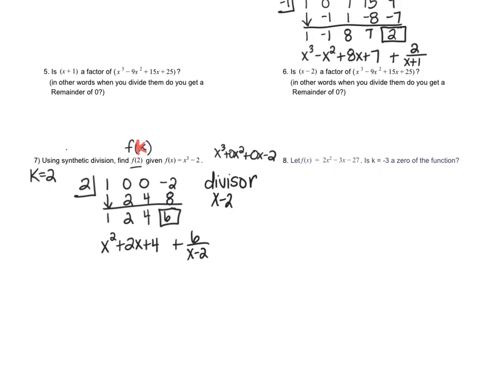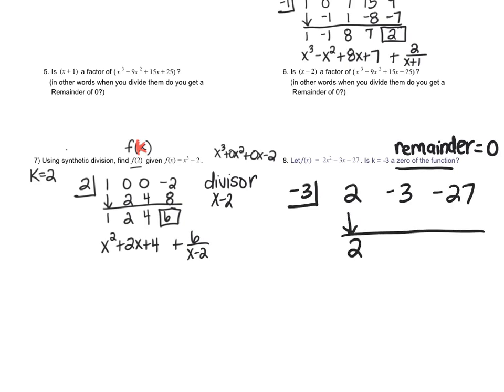Same thing. So we have another one. So this one says let this be 2x squared minus 3x minus 27. Is k equals negative 3 a 0 of this function? So in order to be a 0 of the function, the remainder has to be 0. Okay, so basically they're asking you, if I do this problem and I work it out and I get a remainder of 0, then k equals negative 3 would have to be a 0. So we're going to take negative 3 because they already told us what the k value is, and my coefficients are 2, negative 3, negative 27.